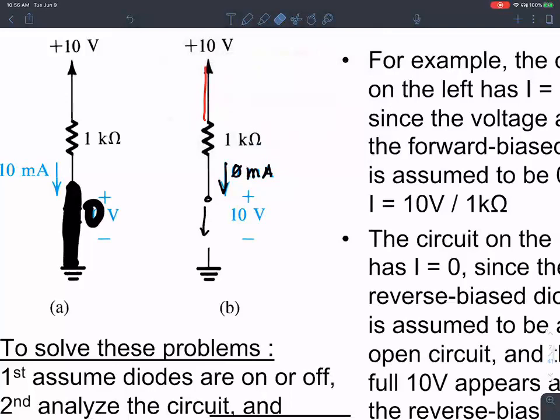So can we basically say that a diode acts as a conductor when it is forward biased, and acts as an insulator when reverse biased? Yes, exactly. The diode acts as an off switch or an insulator with infinite resistance across it in the reverse bias condition, and then it acts as a short circuit in forward bias.